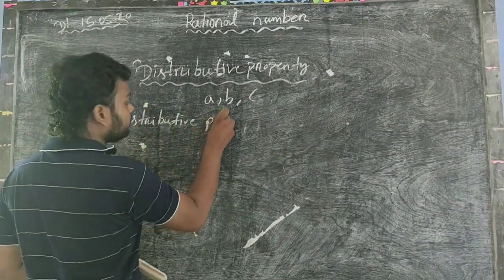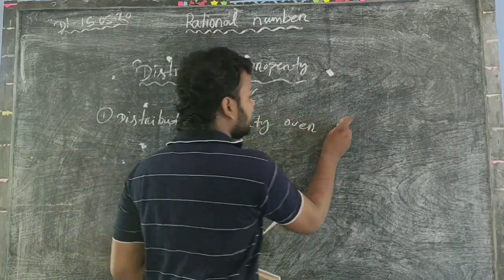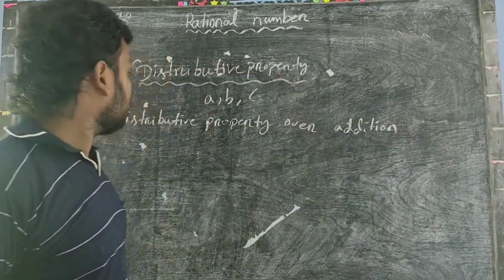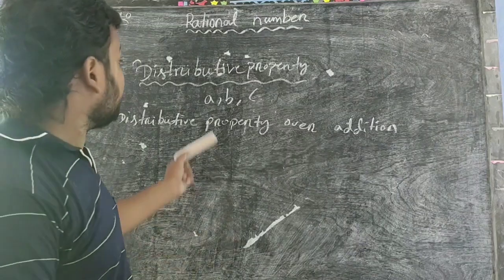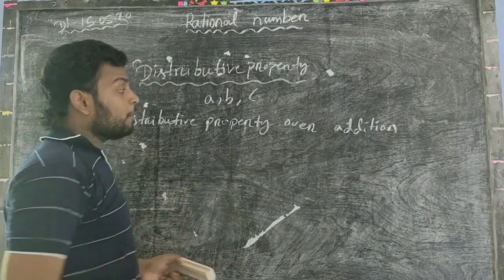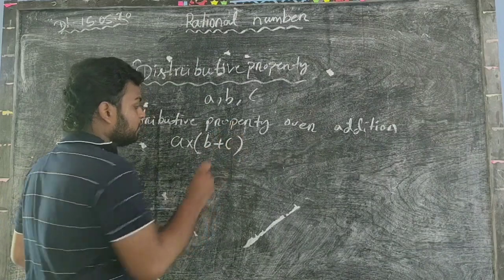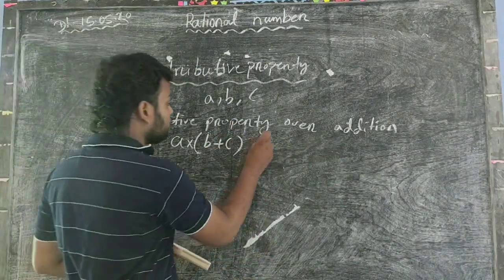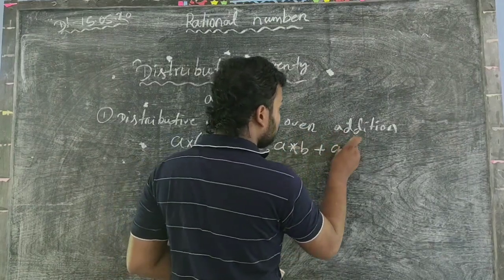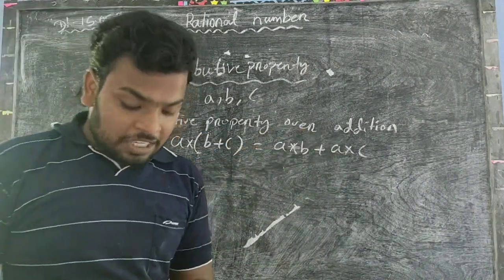the property over addition. So what do you mean by distributive property over addition? That means if A, B and C are any numbers, then according to distributive property over addition, A into (B plus C), the B plus C in the bracket, is equal to A into B plus A into C. So this is the distributive property over addition.